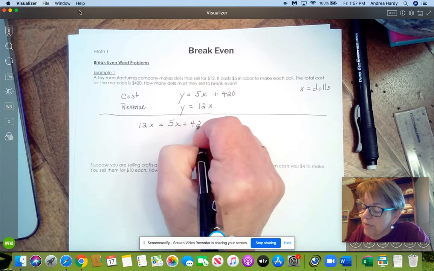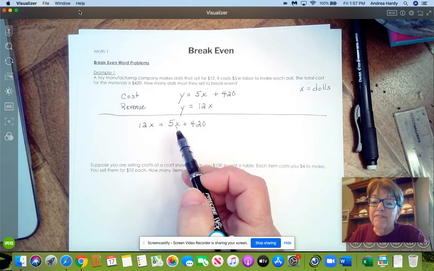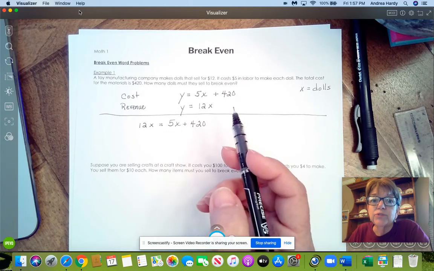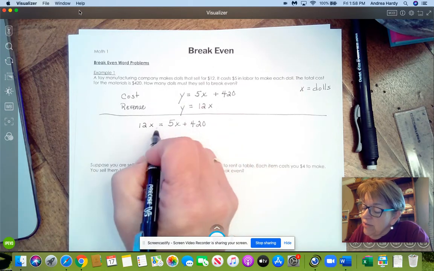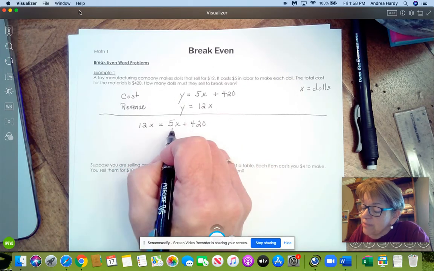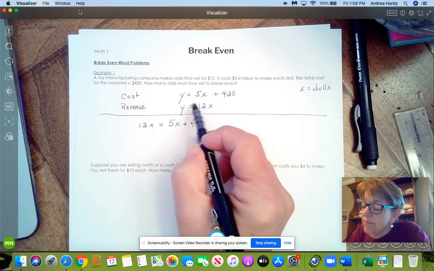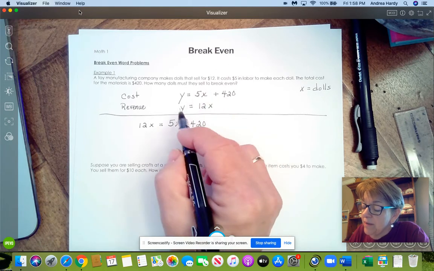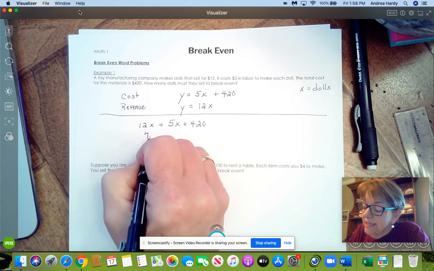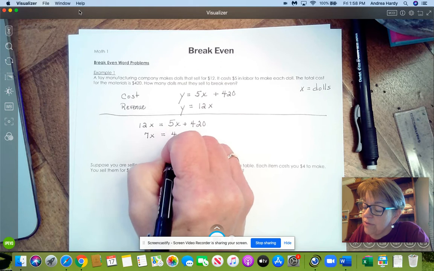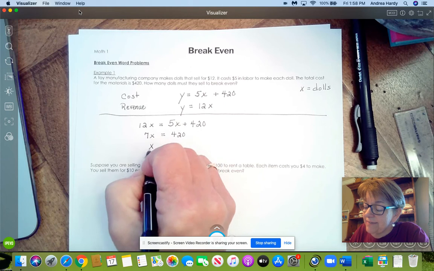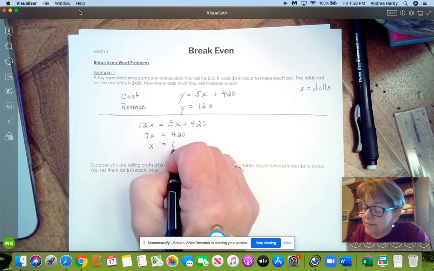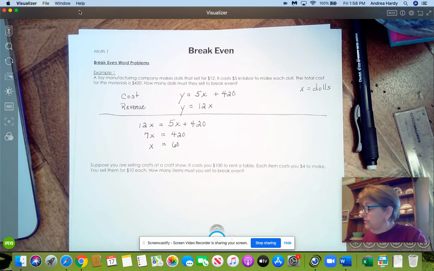We call these break-even problems because when they're even, we know that we are going to break even with our money, and everything we sell after that will be profit. So right now I'm going to say 12x is equal to 5x plus 420. My revenue is equal to my cost. When I subtract 5x from both sides, I have 7x is equal to 420. I can divide each side by 7, and x is equal to 60. When I say 420 divided by 7, I get 60.